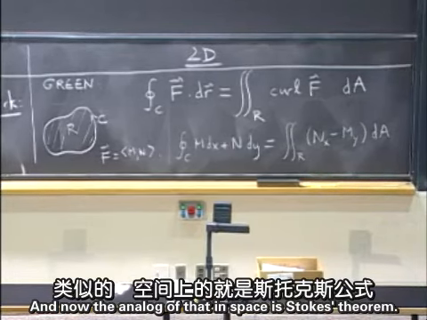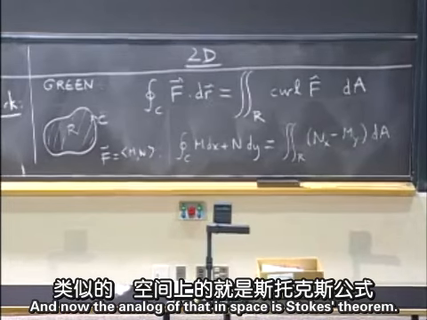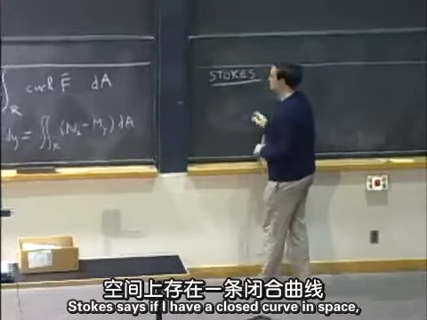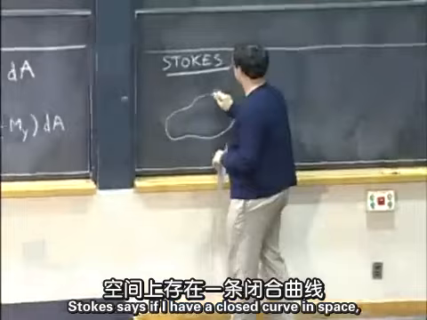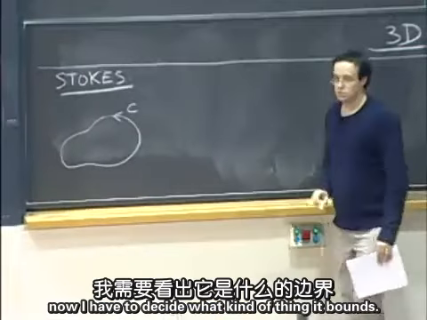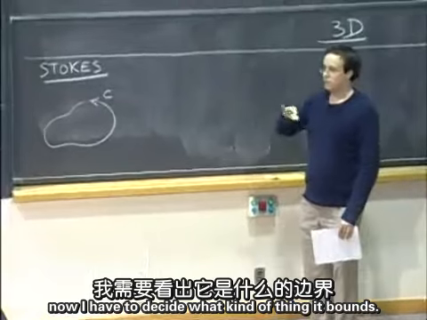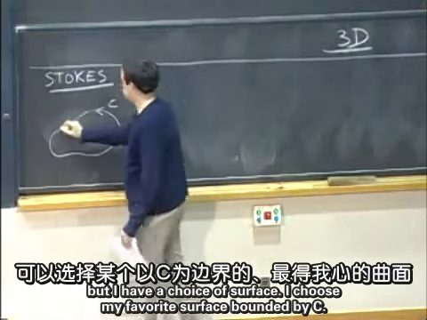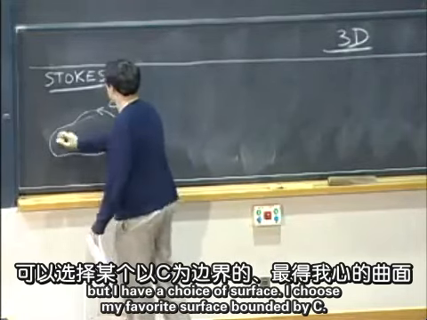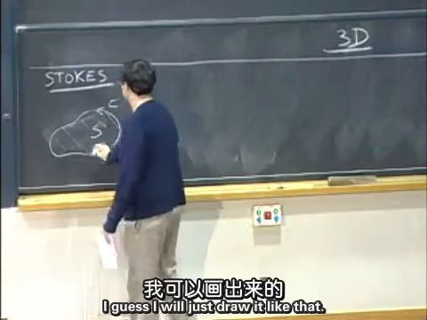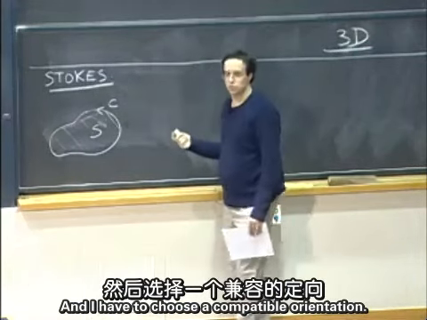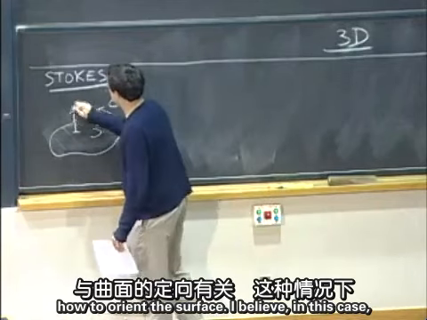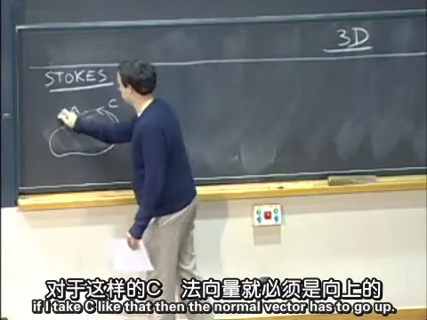Okay. And now the analog of that in space is Stokes' theorem. Stokes says if I have a closed curve in space, okay, so now I have to decide what kind of thing it bounds, and the answer is it will have to bound some surface, but I have a choice of surface. Okay, so I choose my favorite surface bounded by C. Well, I guess I'll just draw it like that. And I have to choose a compatible orientation. So remember, we've seen this right-hand rule for choosing how to orient the surface. I believe in this case, if I take C like that, then the normal vector has to go up.